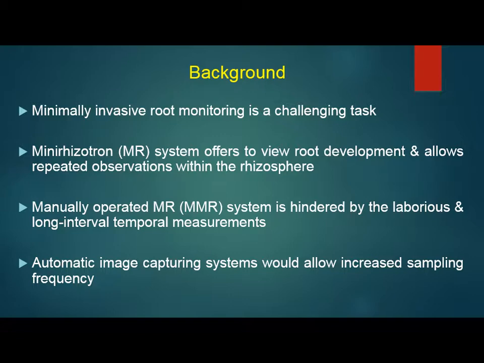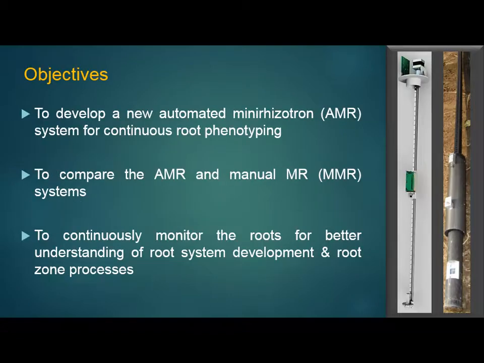So the most widely used Minirhizotron is the BART system, which is manually operated, and the manually operated system's measurements are severely affected by the labor involved and the long temporal intervals between measurements. So it is necessary to develop a completely automated AMR system to study the root system with continuous monitoring. An automatic image capturing system would allow increased sampling frequency, precise measurements, and also continuous root phenotyping of the root system.